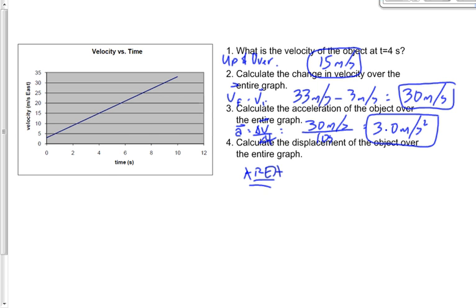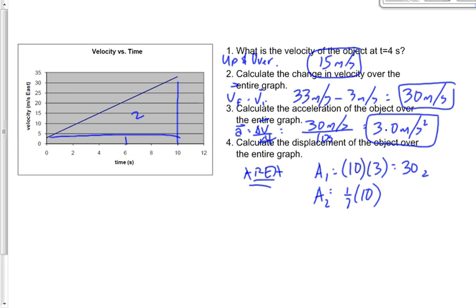Let's break it up into two sections. Call this number 1, call this number 2. The area of the first section is base times height. It's 10 times 3. The area of the second section is 1/2 base times height. That's 1/2 of 10 times from 3 to 33.